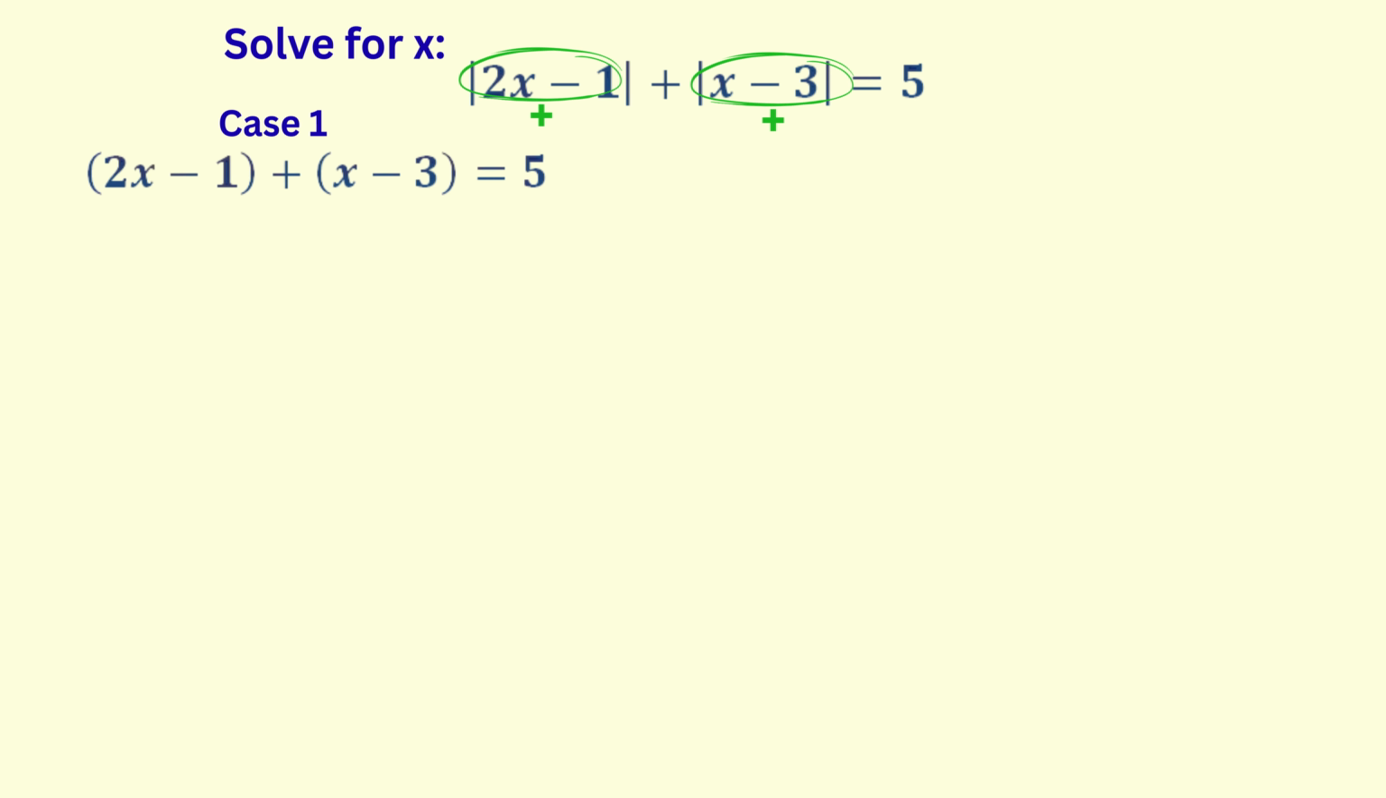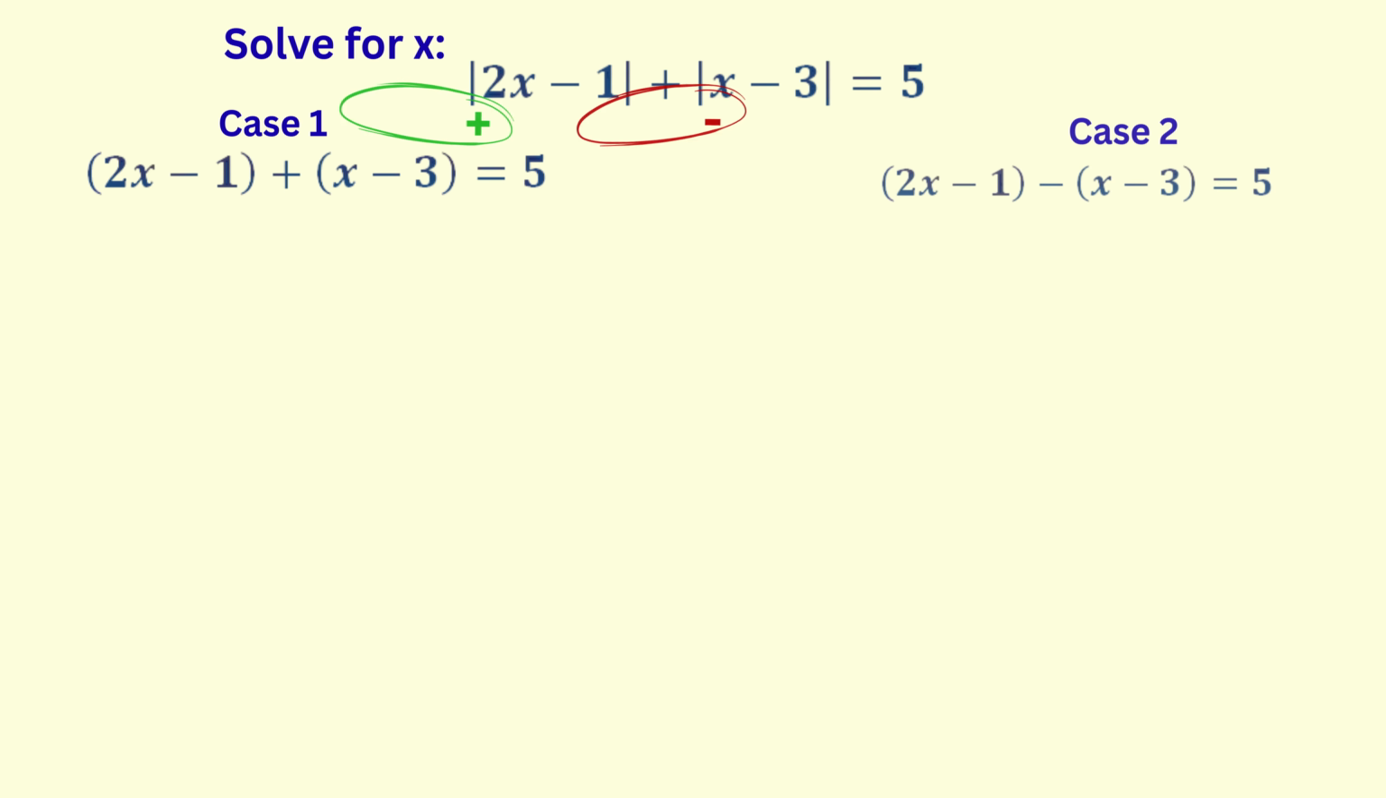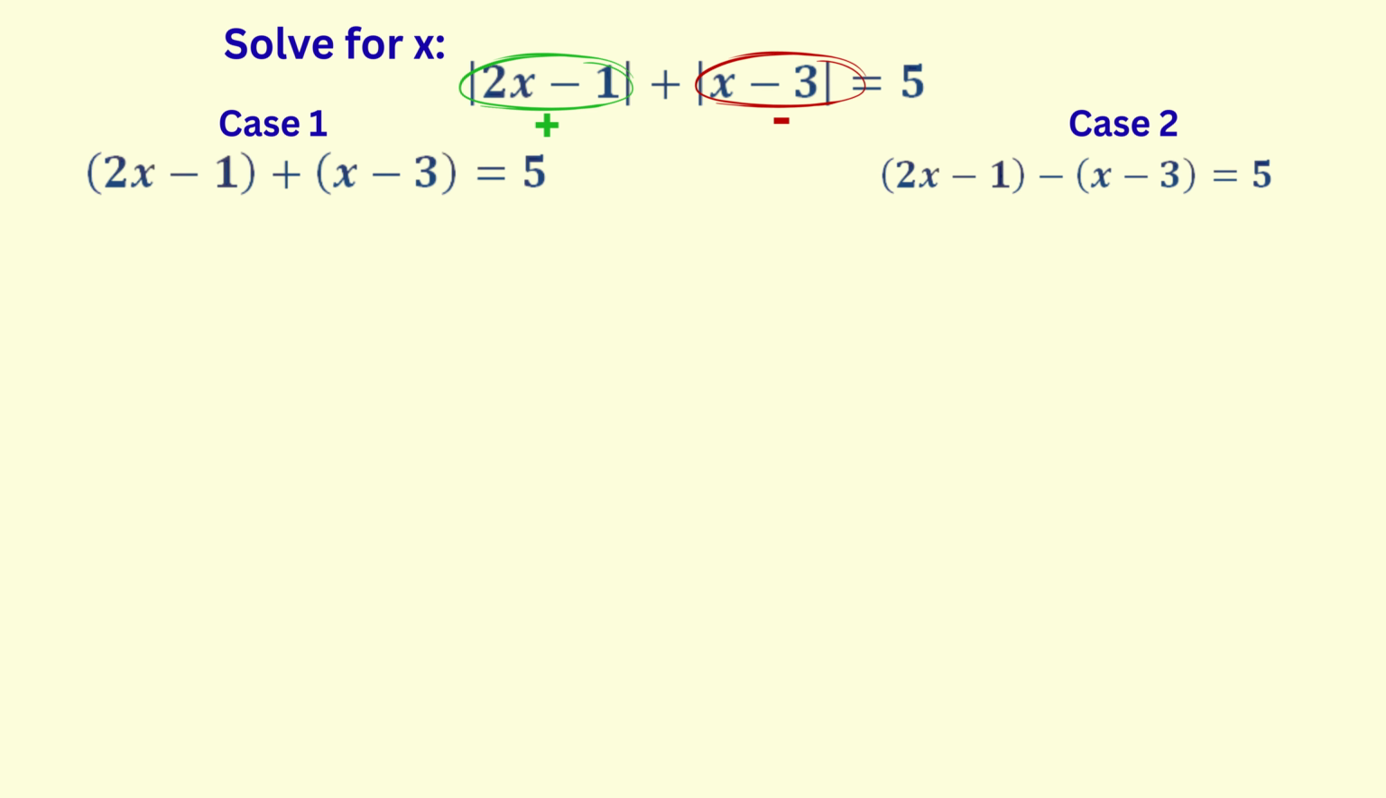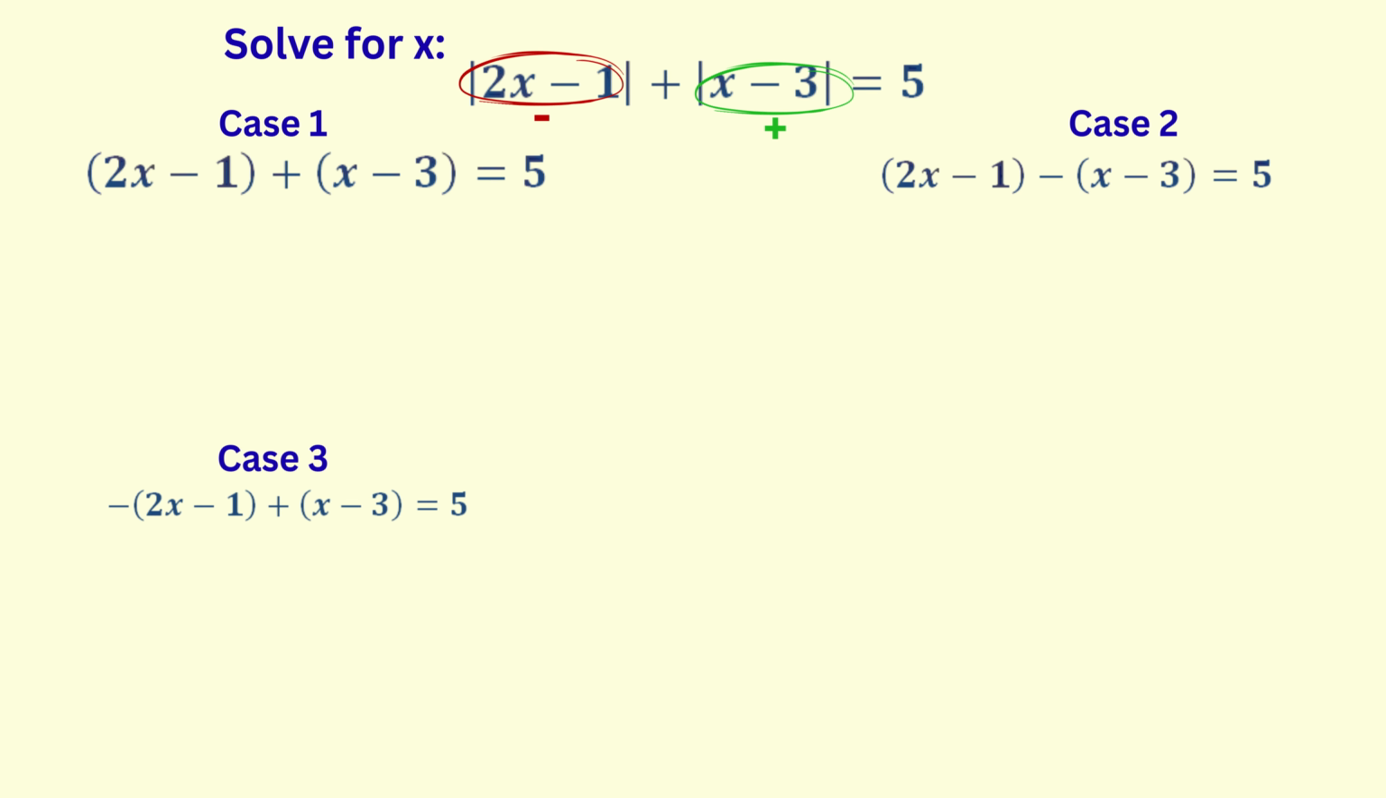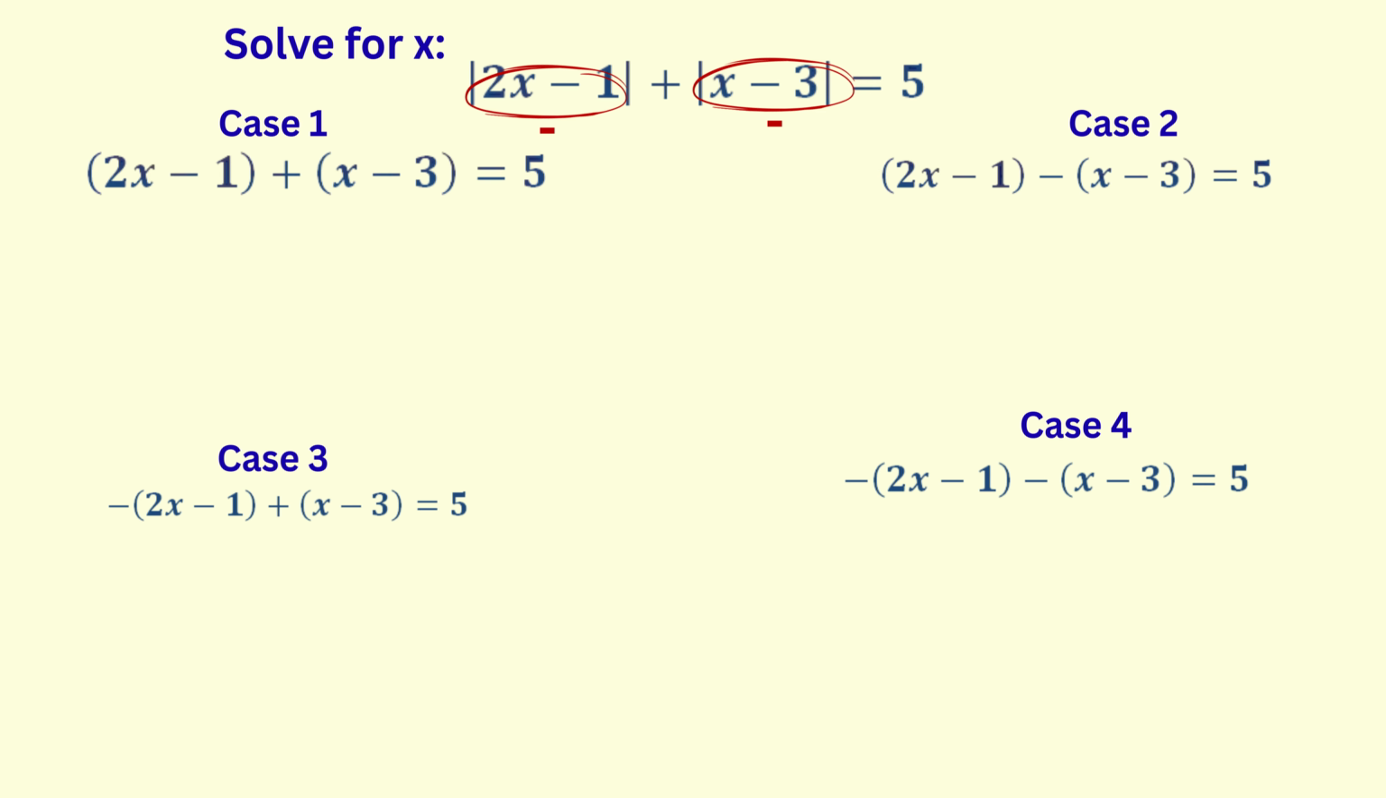The first possibility is both expressions inside of the absolute value bars can be positive. The other possibility is that the first expression is positive, while the other is negative. The third possibility is the first expression is negative, while the second is positive. The fourth and final possibility is that both of the expressions inside the bars are negative. So we end up with 4 possible scenarios, hence 4 different equations that we need to solve separately.